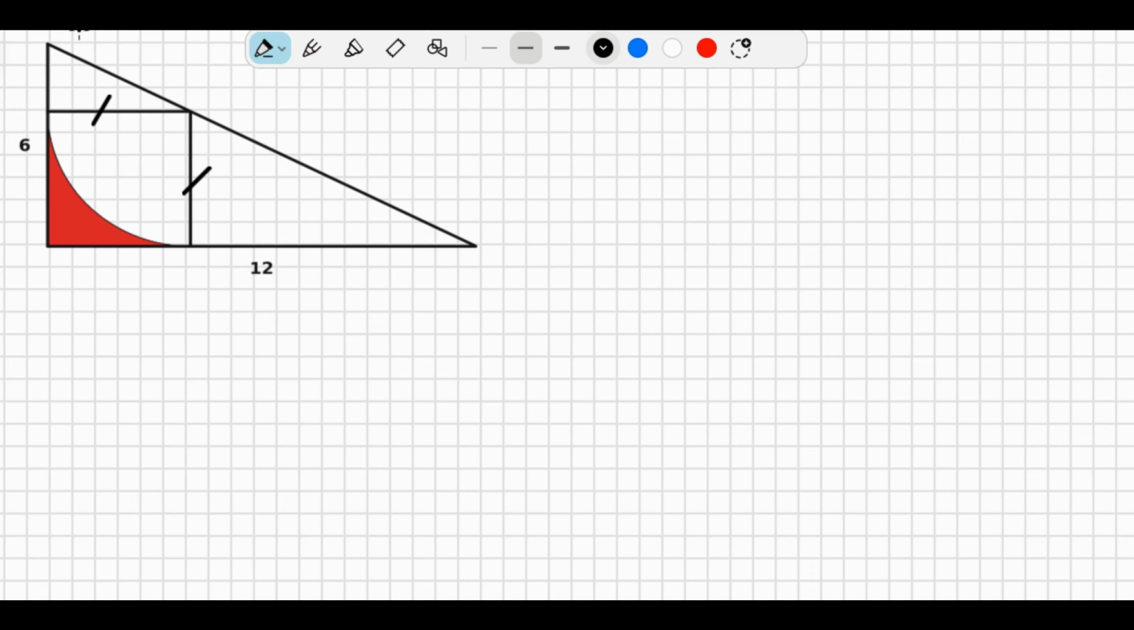Find the red area. Looks impossible, right? Let's label these two triangles here and here as A and B, and this square and this square. Let's call it S.